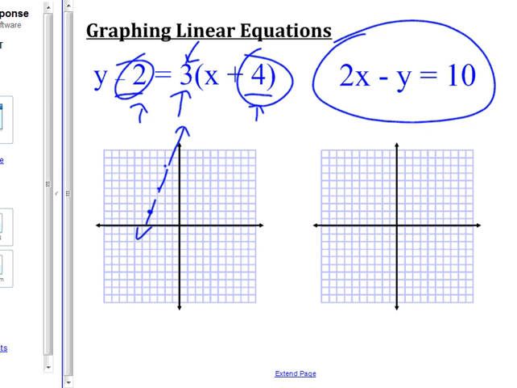Alright, this one, I'd probably just solve it for y. Why don't you solve it for y and sketch it quick? Since you've been watching me for a bit here. Solve it for y. Be careful with that negative. And then sketch it.